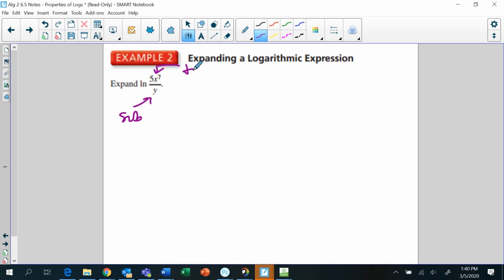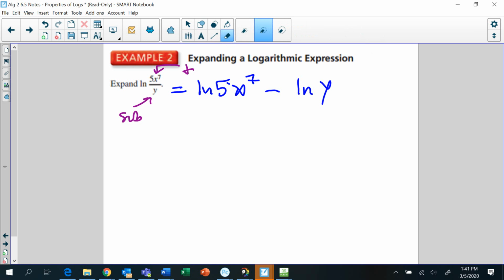So the first thing that I'm going to do is notice that 5x to the 7th is all being divided by y. So I'm going to pull the 5x to the 7th and the y apart. So my first step is going to be ln 5x to the 7th minus ln y. Right? Because it's the same logarithm. Did you not just listen to me? No. So it all has to be ln for this one. I gotta fix this because it's bothering me and probably you too.